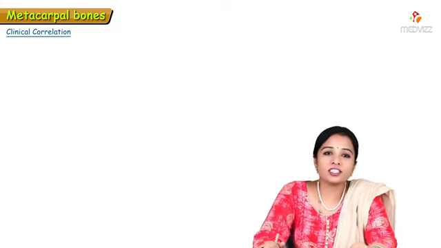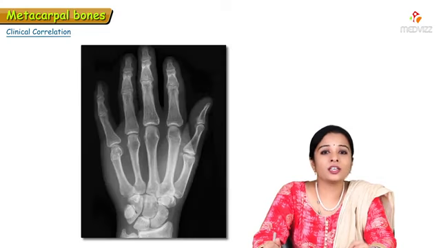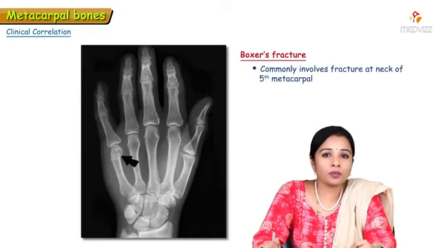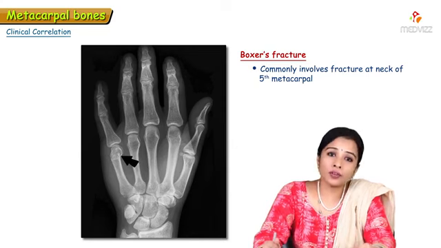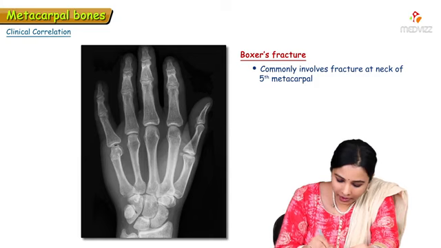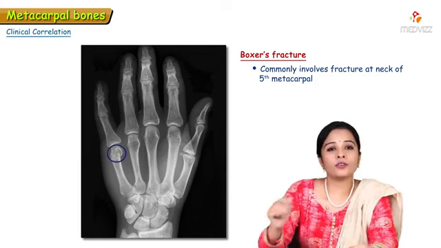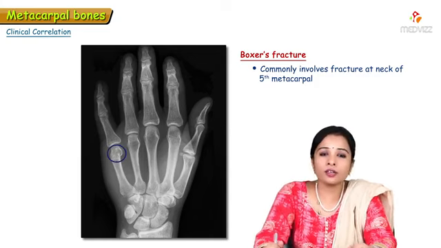The next condition is Boxer's fracture. It is a fracture of the neck of the metacarpal and most commonly involves the neck of the fifth metacarpal. So it happens here at the neck of the fifth metacarpal, which is the Boxer's fracture.